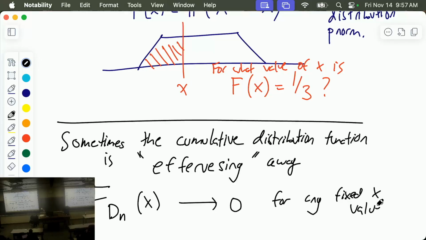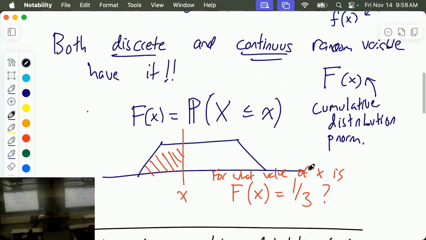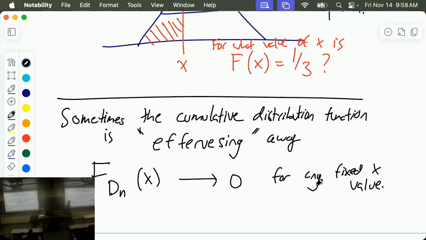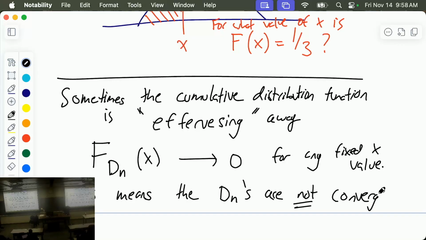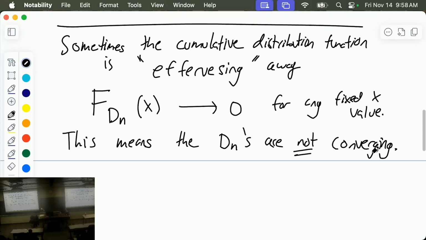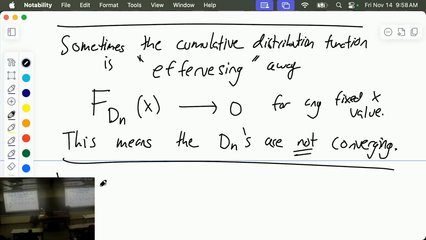So even though it starts at 1, not only are the individual probabilities converging to 0, like we had before with the probability mass function, but the cumulative distribution function is also going to 0. When this happens, this means the dice rolls don't converge to anything. The Dn's are not converging. They are escaping. Again, just like before, the reason this is an important lesson is because when this happens, you have to do something. We must do something to contain it.